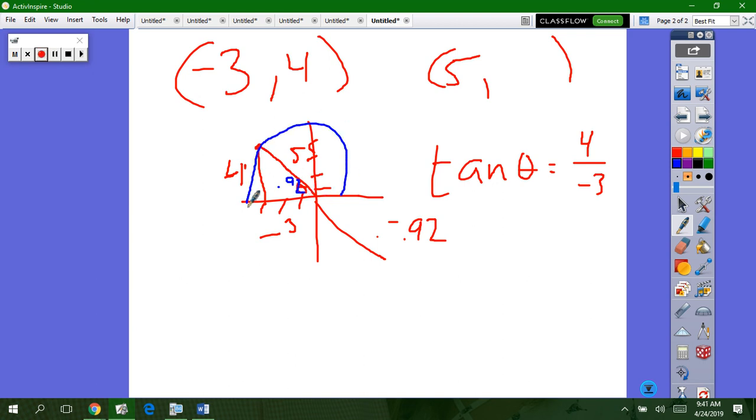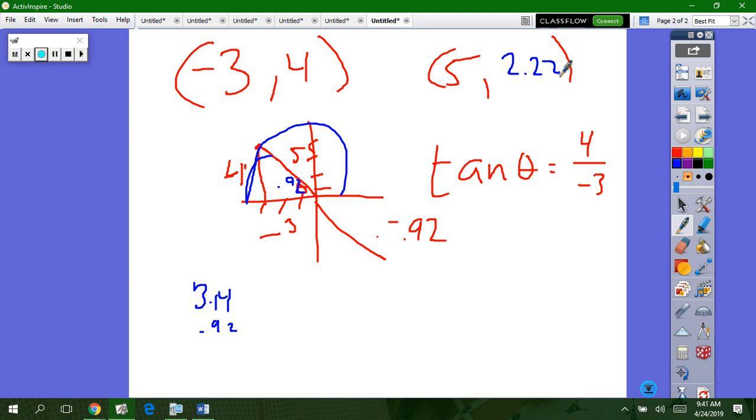And how much is this again? Pi minus 0.92. So 3.14 minus 0.92 is 2.22. Is everybody with me in understanding how you find that? The key thing is just remembering reference angles. Every time this comes out, it's a reference angle, right?